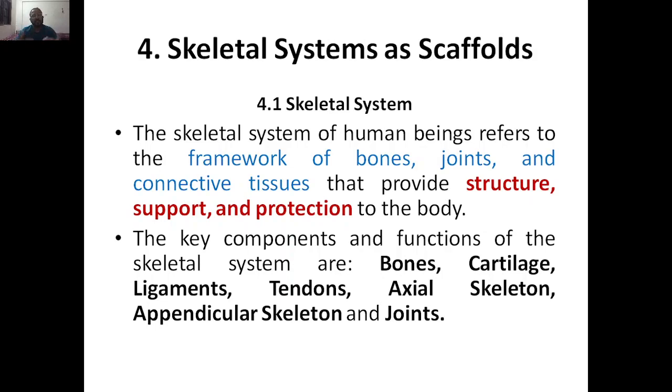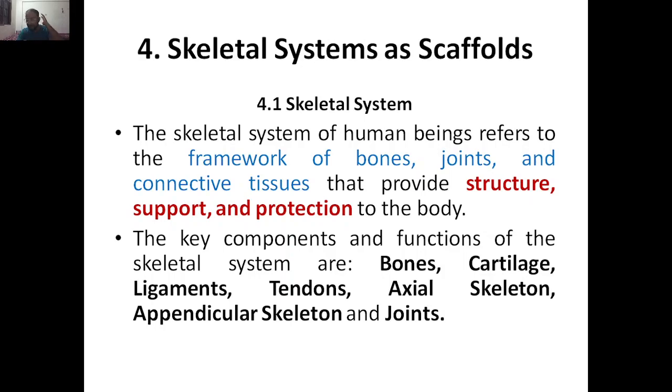So what is the function of this skeletal system? It provides structural support as well as protection to the human body. For example, for the lungs, our ribs give protection. Similarly for the heart, and similarly for all parts of the body. Every organ is covered with some skeleton in order to keep those organs safe.